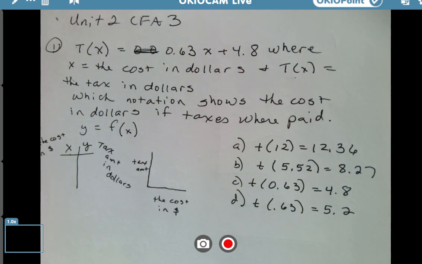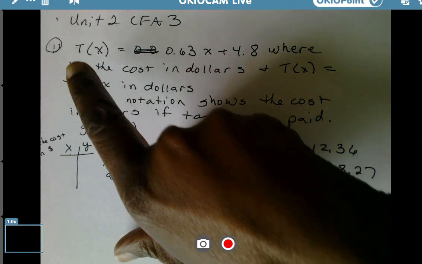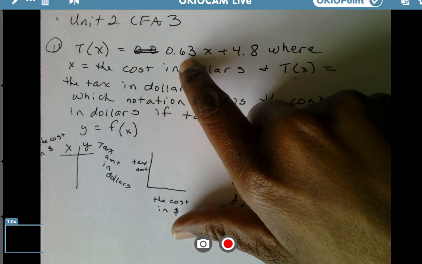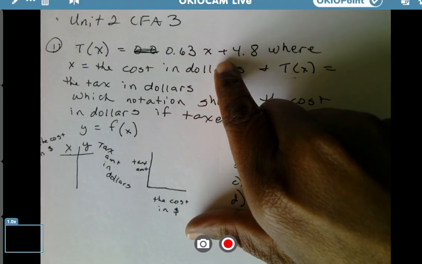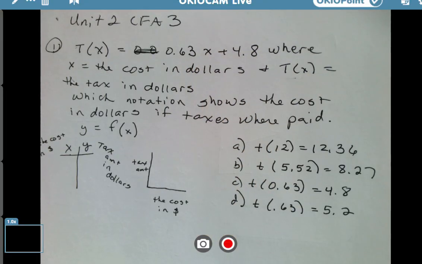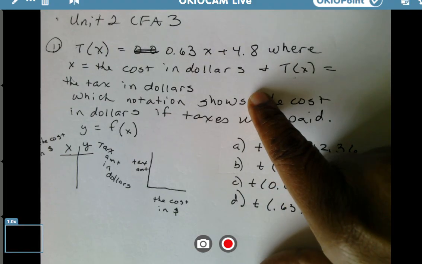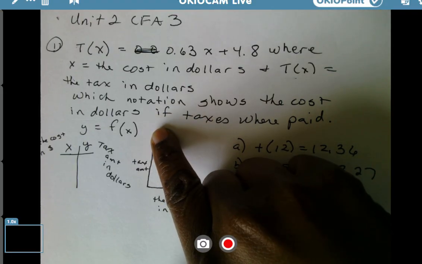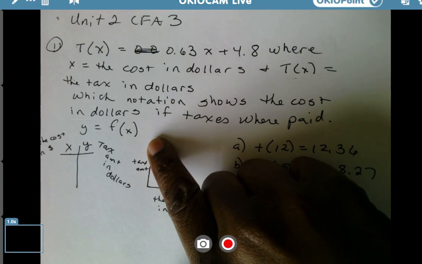Alright, review for CFA3, Unit 2, linear and nonlinear functions. Problem number 1. The taxes of a room can be calculated using the function 0.63x plus 4.8, where x is the cost in dollars and t of x is the tax in dollars. Which notation shows the cost in dollars if taxes were paid?